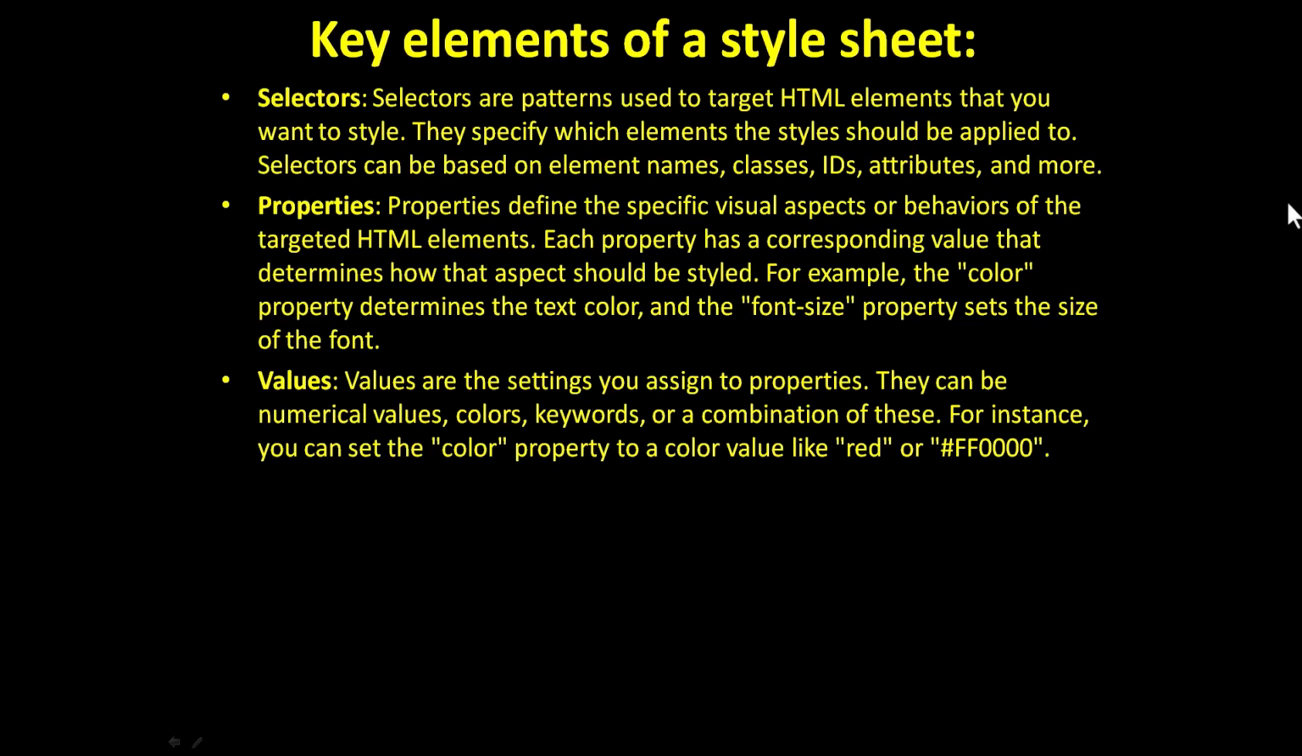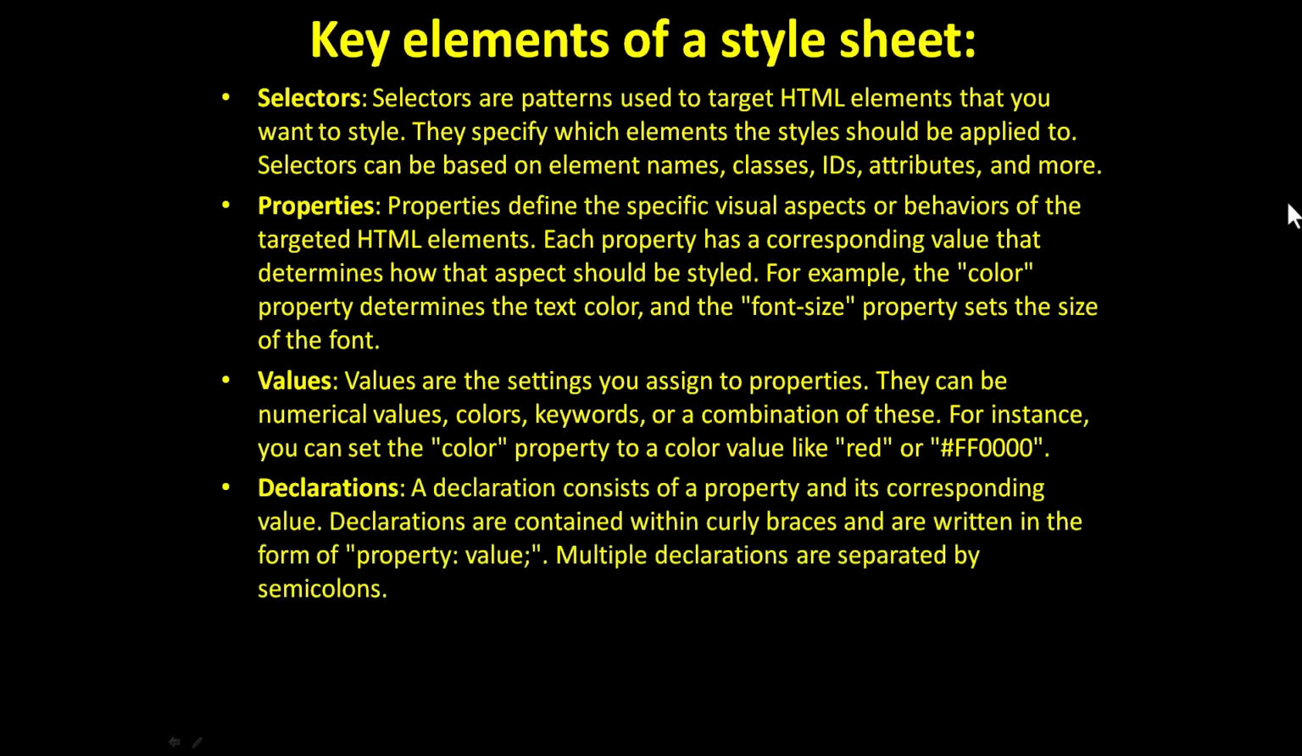Today we are going to discuss the third property among the key elements of a style sheet. The first one is values. Values are the settings you assign to the properties. They can be numerical values, colors, keywords, or a combination of these. For example, you can set the color property to a color value like red or specified by the hexadecimal notation #FF0000.